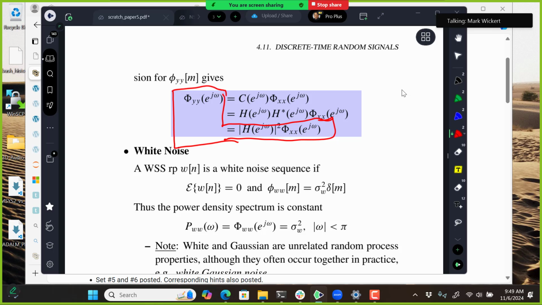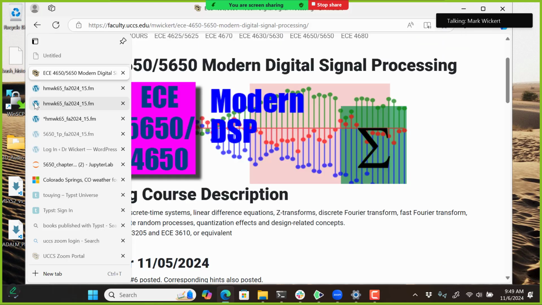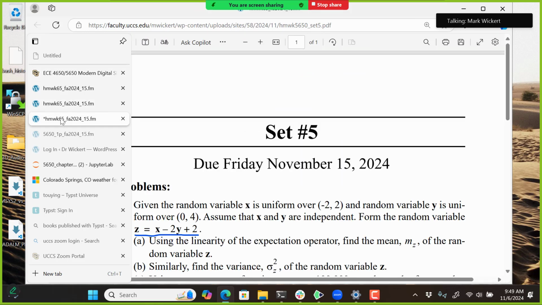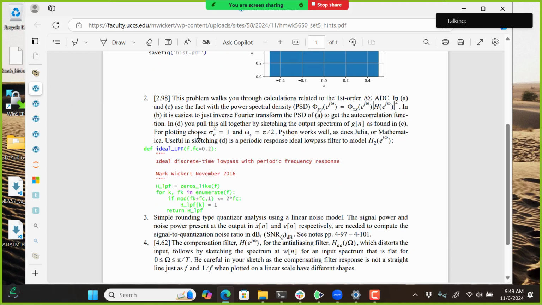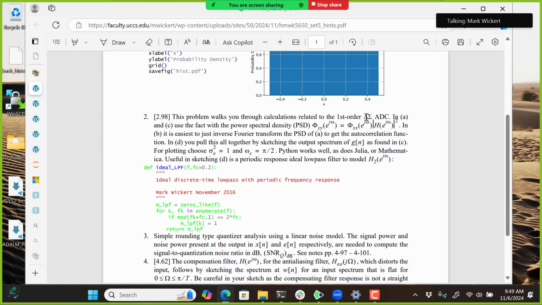So another way of getting at the autocorrelation at the output would be to take it to the frequency domain and then inverse Fourier transform it. And I think in my hints for problem set 5, when you work problem 2.98 and you get to part C, you can use this exact result, and it's easier to just inverse Fourier transform the power spectral density to get to the autocorrelation function. So just bear that in mind. You've been good at figuring these things out in the past. In Chapter 2, everybody really liked using the Fourier transform to make it easier to solve a problem. So that holds true here as well.